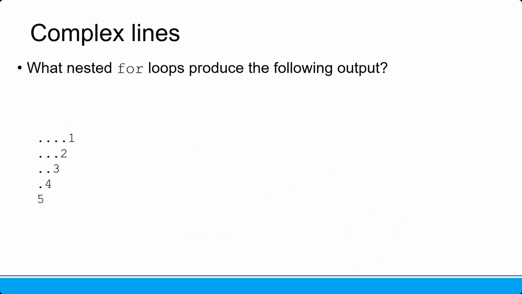Now, maybe the problem will be similar like this. What nested for loops produce the following output? You know the for loop. Let's see. The outer loop is 5. The inner loop is also 5. But we want to just print the number at the end of every output.